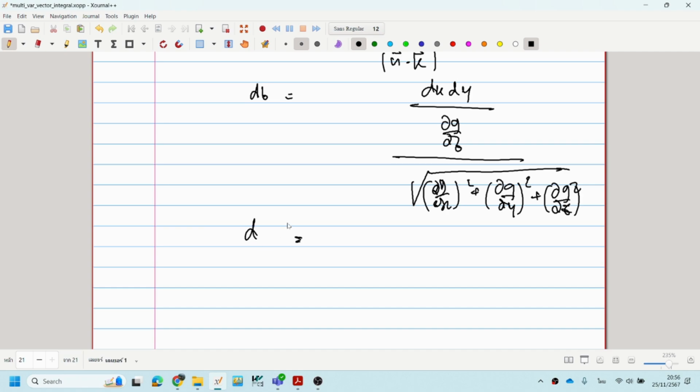Swap the below side, and it becomes the square root of (∂g/∂x) squared plus (∂g/∂y) squared plus (∂g/∂z) squared, with dx dy divided by ∂g/∂z. Let me use a shorter symbol for the partial derivatives. Something like this.